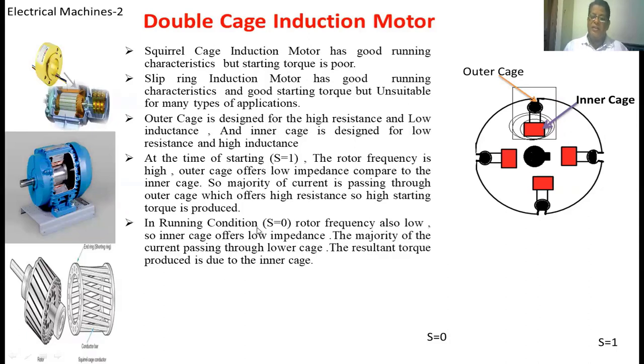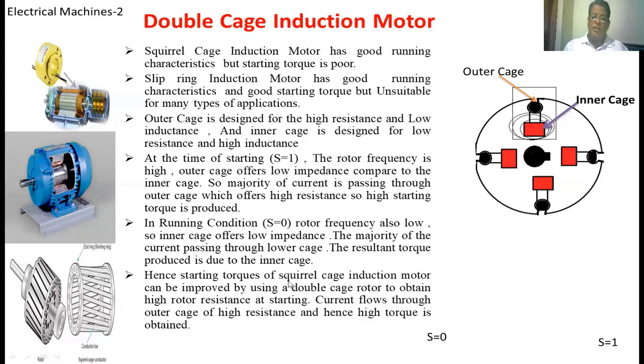In running condition, the slip of the induction motor is almost near zero, very low. So the rotor frequency is low, and the inner cage offers a low impedance because the rotor frequency is very low. The majority of the current passes through the inner cage. The resultant torque is produced due to the inner cage. It has good running characteristics, and the efficiency of the machine will also be higher.